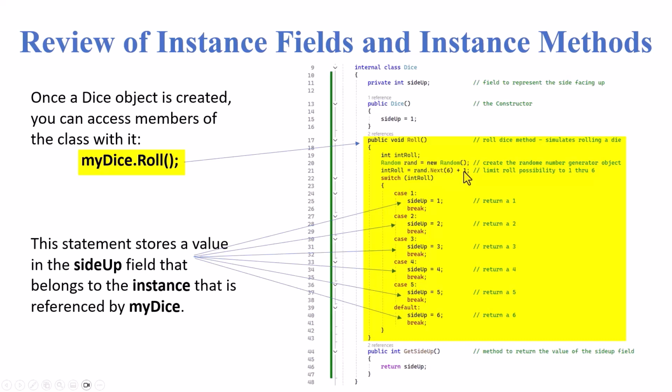And then we use a switch to figure out which side we're looking at, giving us a 1, 2, 3, 4, 5, or 6, which we can use as an index to an image list to bring back pictures or whatever of a dice if we wanted to. And that's what we're going to do. So my dice roll creates this, and then the statement that stores a value in the side up field that belongs to the instance, that is my reference of my dice.